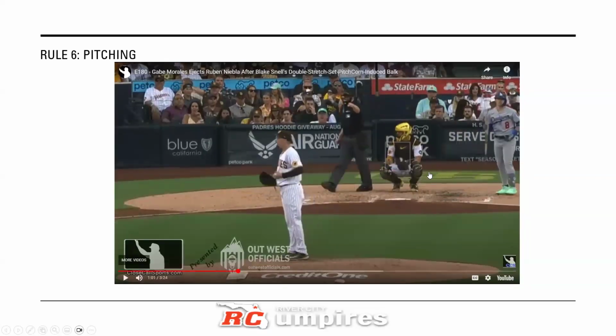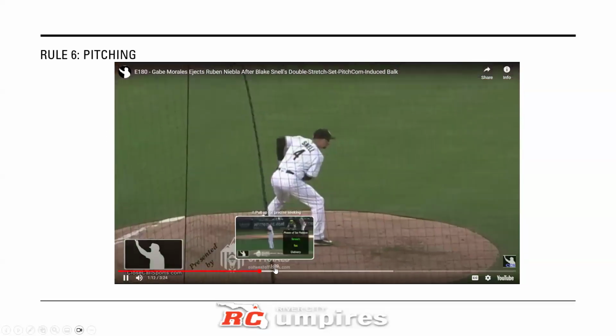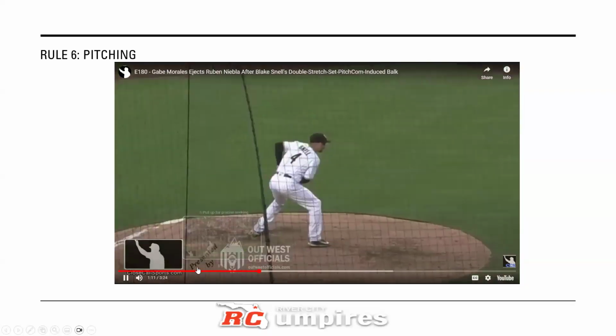Does that make sense? Yep, absolutely. Yeah, that is a balk. You've got to get that, right? We're not going to have a pitch comm situation, but that is a balk. Because you were in stretch, you can't go towards set and then go back to stretch. So you see how that looks from the opposite side?